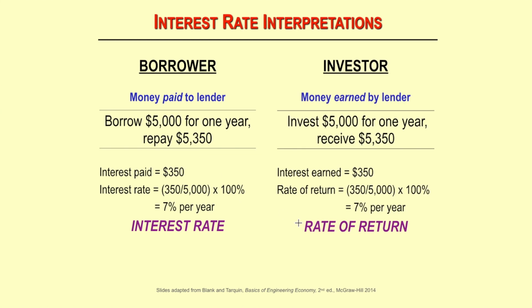Now let's look at the example for an investor. So we are using the same example here. For an investor, interest is the money that is earned. You have an investor here. He invests $5,000 for 1 year, and he receives $5,350 for his investment. The interest that is earned by this investor is $350. The rate of return on his investment is also 7% per year, which is the interest that is earned, $350, as a percentage of his principal investment, which is $5,000.